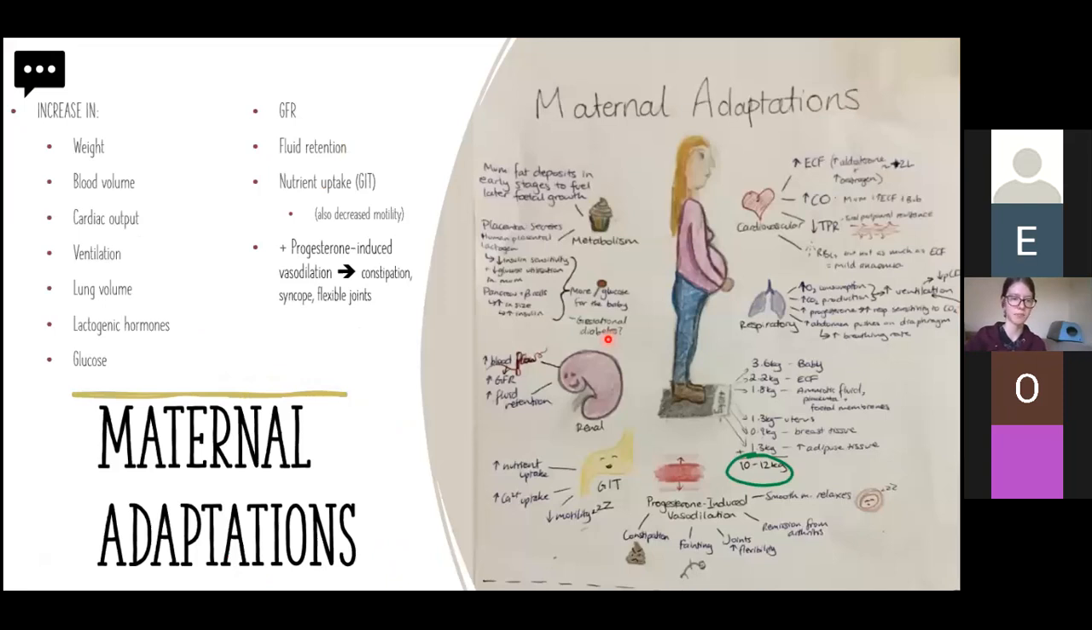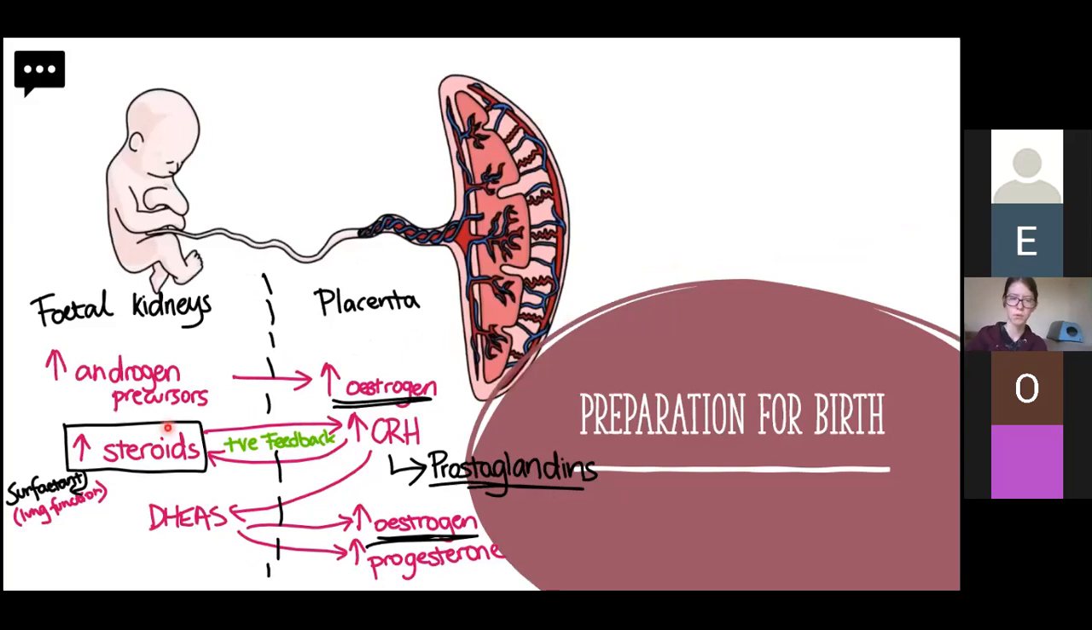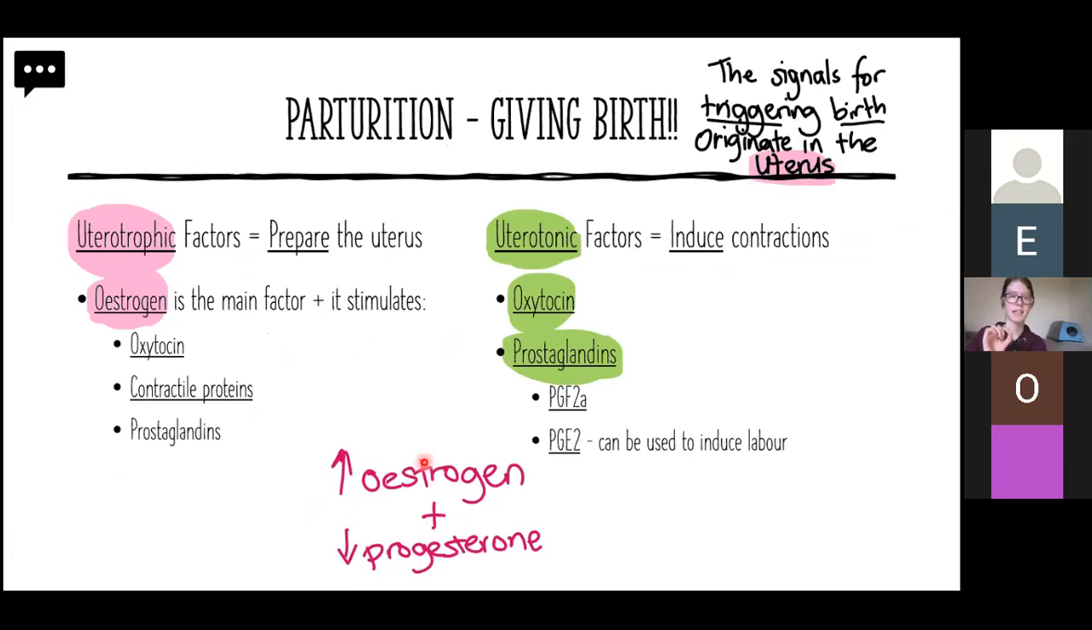If you had to guess, it's probably increased. Sorry, we're running out of time, so I'll just quickly speed through the rest. Fetal kidneys, towards the end, will start secreting a lot of steroids, which helps build surfactant, so you get good lung function. And this also leads to more prostaglandins and more estrogen. So estrogen is the main uterotrophic factor.